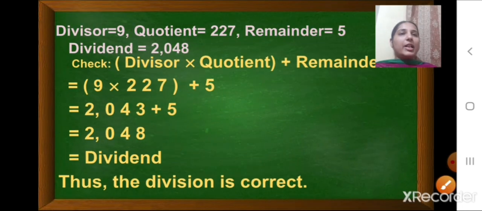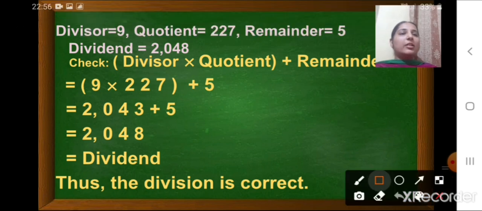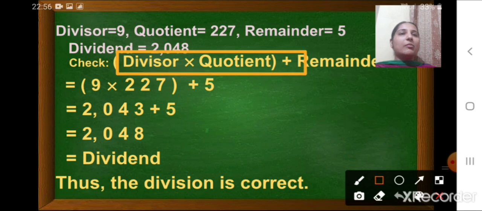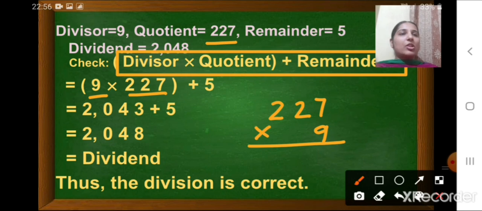Let's check here. You already know how we check. We multiply the divisor by the quotient and then we add the remainder to it. So what was the quotient? 227. Let's write 227 and then multiply the divisor to it. So 9 7s are 63. So 3 we will write here. 6 will be carried over.